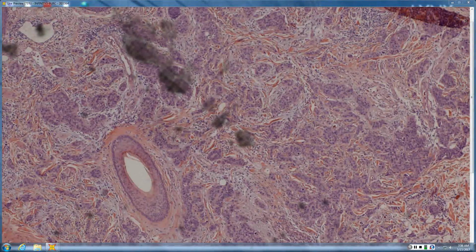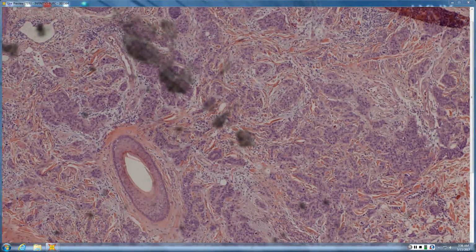This one actually is a carcinoid, and the carcinoids can be very pink and can mimic squamous. Staining and of course history would be helpful.